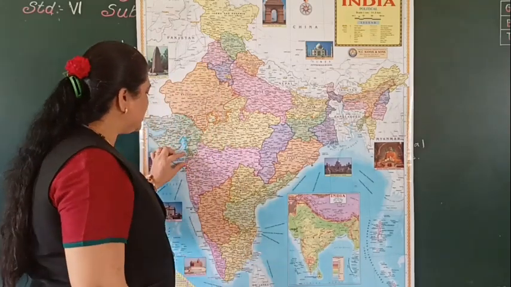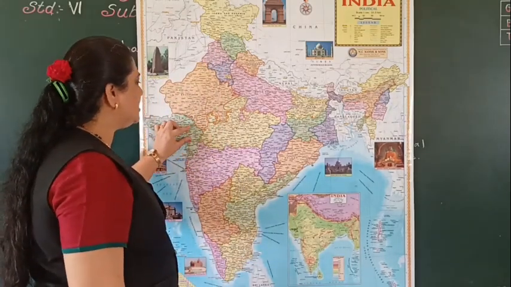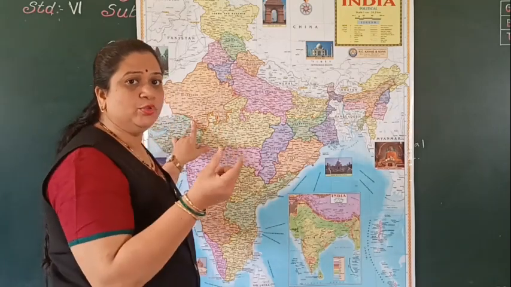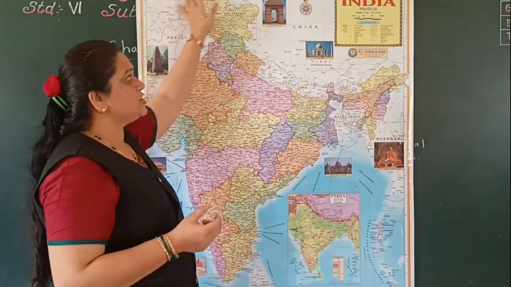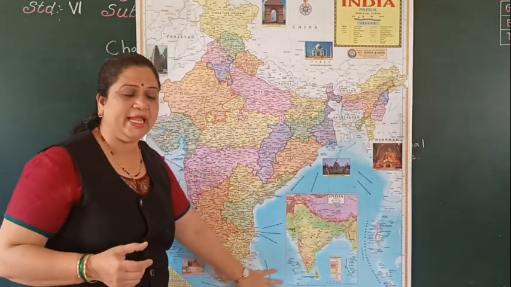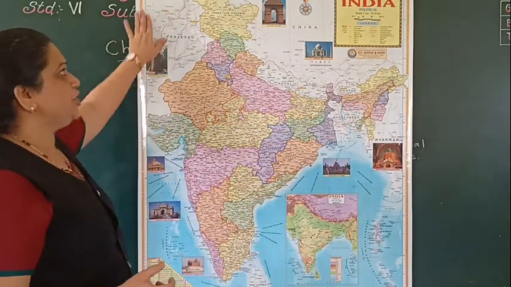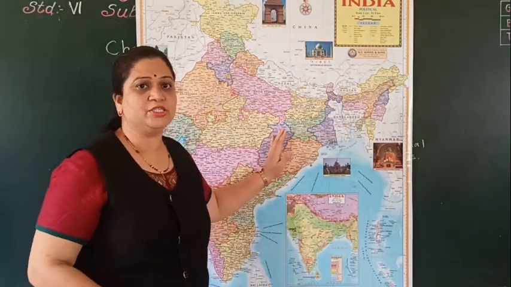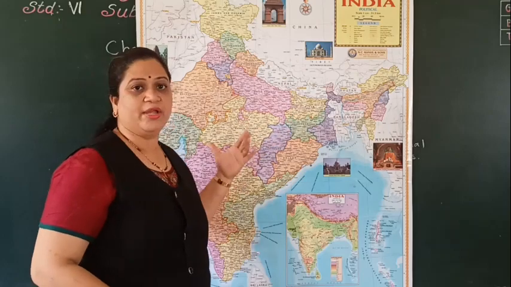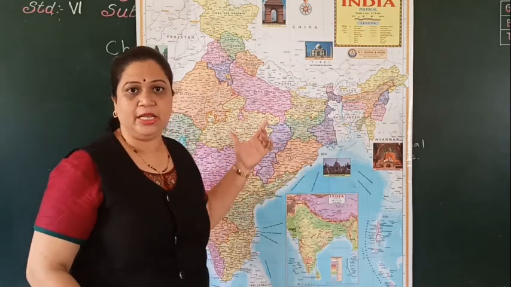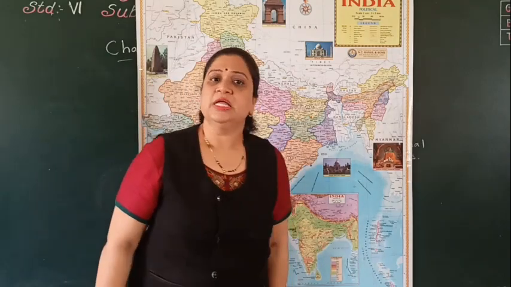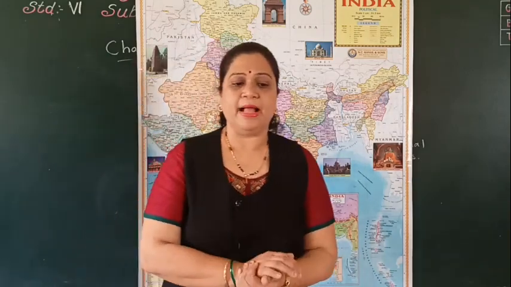So the distances, when we see the distances, the kilometers are shown, but a scale is used to show the distance, because of which our whole India we can see on a sheet of paper, and by using these three components only we can easily locate each and every minute detail on the map. So children, this is about the language of a map.